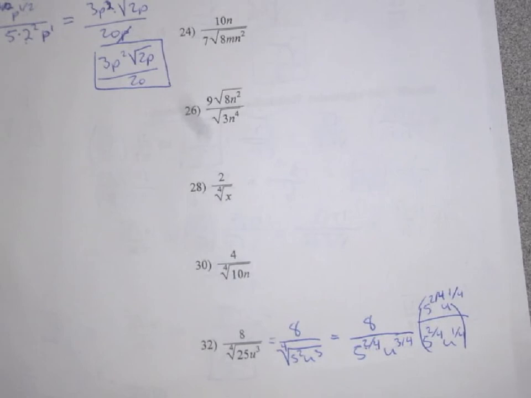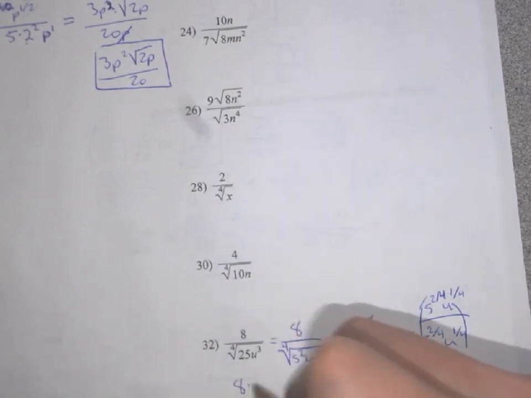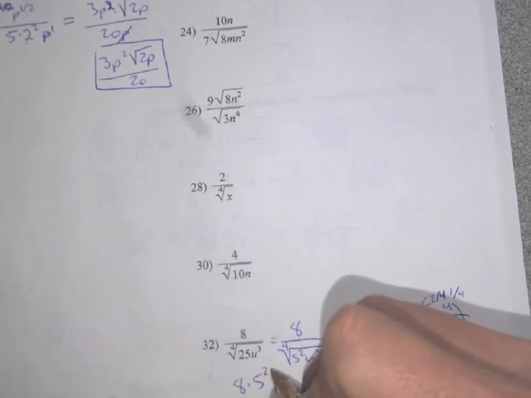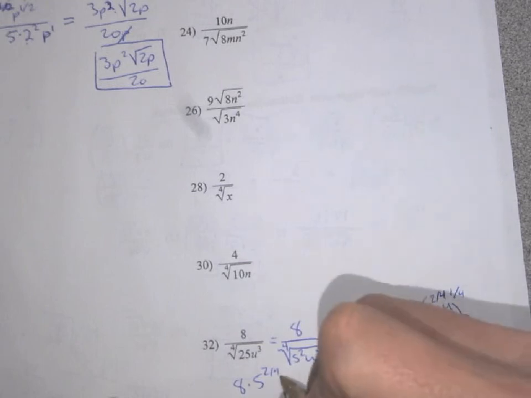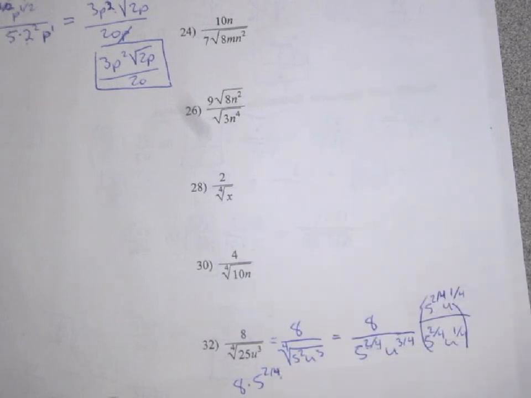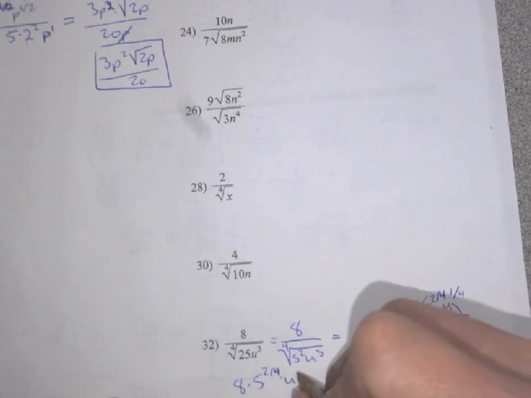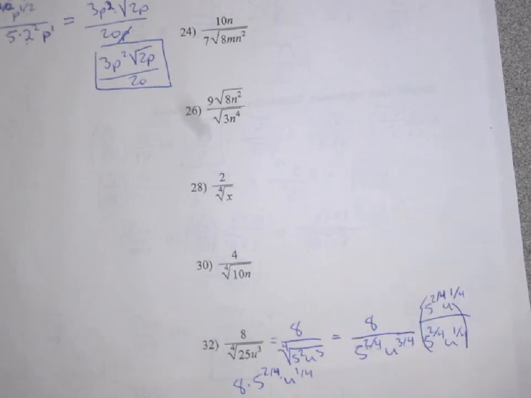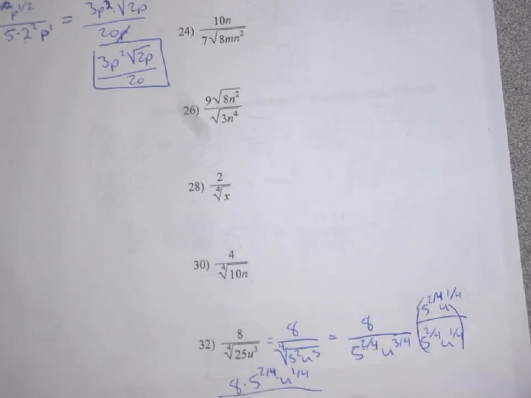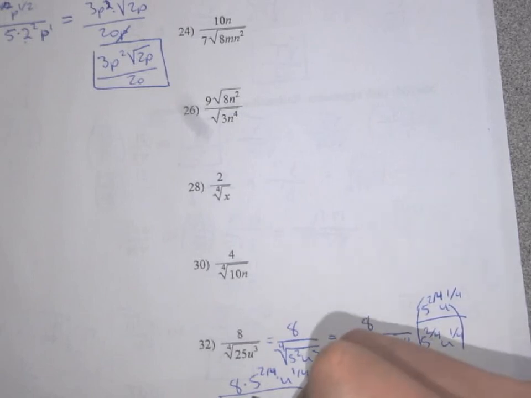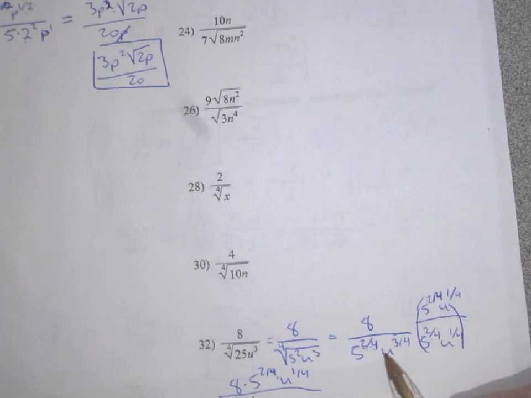All right, so on top, I get 8 times 5 to the 2/4 times u to the 1/4. So the top doesn't really get that much nicer. On the bottom, though, I now have 5 to the 4/4. Right? 2/4 plus 2/4 is 4/4, or 1. And I have u to the 4/4, because 3/4 plus 1/4 is also 4/4, so u to the 1.